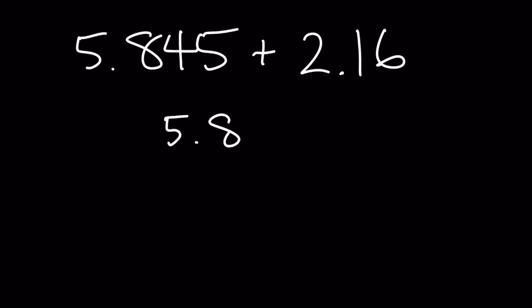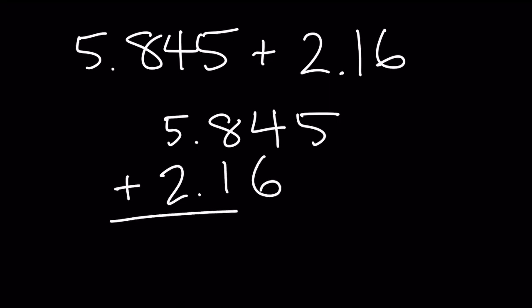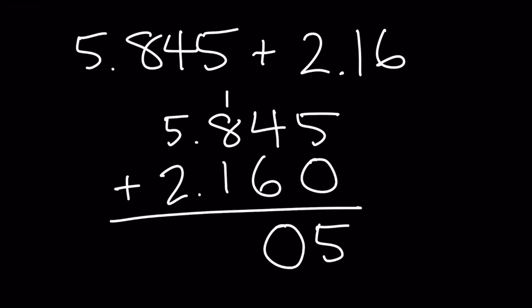We're going to do the same thing of lining up the decimal places and then adding the digits. 2.16 is the same as 2.160, so we can add a 0 to the end of 2.16. 5 plus 0 is 5. 4 plus 6 is 10, so we write a 0 and bring over the 1. 8 plus 1 is 9, plus the extra 1 is 10, so we write 0 and bring over the 1. 2 plus 5 is 7, plus 1 is 8.